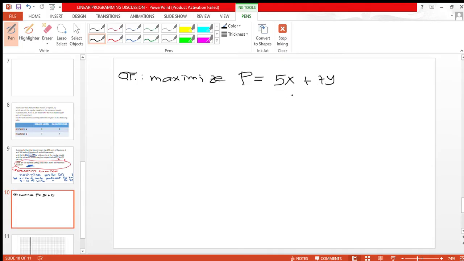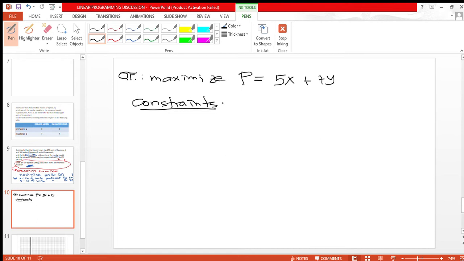So what we are trying to look for is the best combination: how many regular models and how many enhanced models should be produced so that we get the maximum or the biggest profit. But of course, we don't just substitute values for X and Y here. We have our constraints. So this objective function will be subject to the following constraints. And what are the constraints?